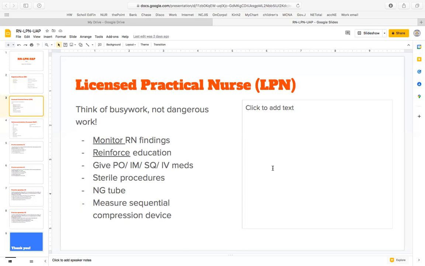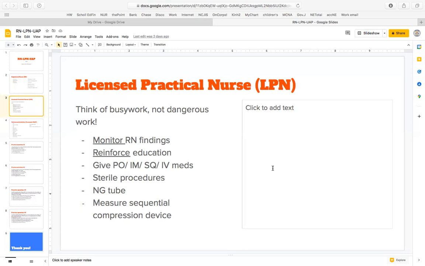LPN can check NG tube patency and administer NG feeding. Now that I tell you that, you're going to remember that, right? So on the exam, don't doubt yourself. Can LPN do this? Can LPN do that? Yes, they can. LPN can check NG tube and administer NG feeding.